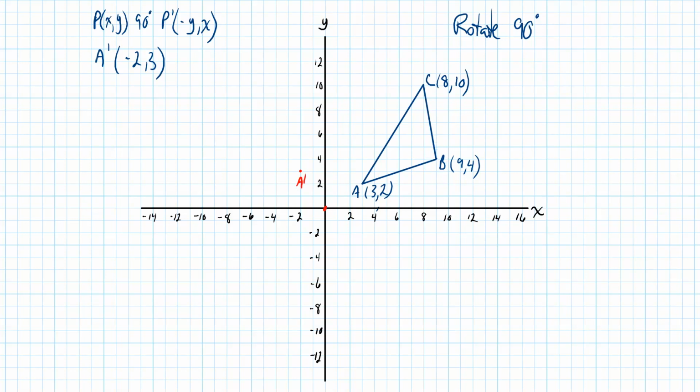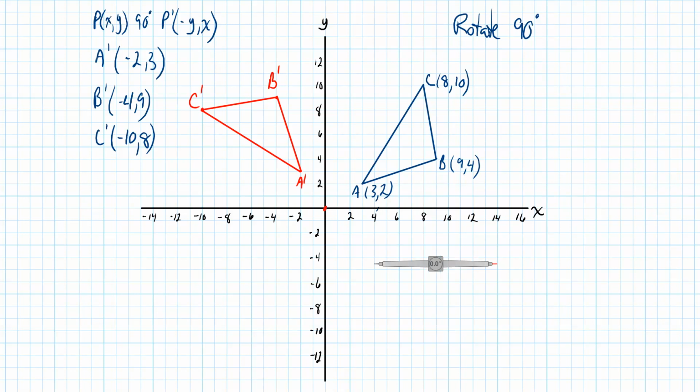Now let's look at B. It's 9, 4, which means B prime is going to be -4, 9. Plotting that, -4 up 9. And that's our B prime. And finally, vertex C at 8, 10. That tells us then that C prime is going to be -10, 8. -10 and up 8 puts us right there. Connecting up those vertices gives us the rotated image.